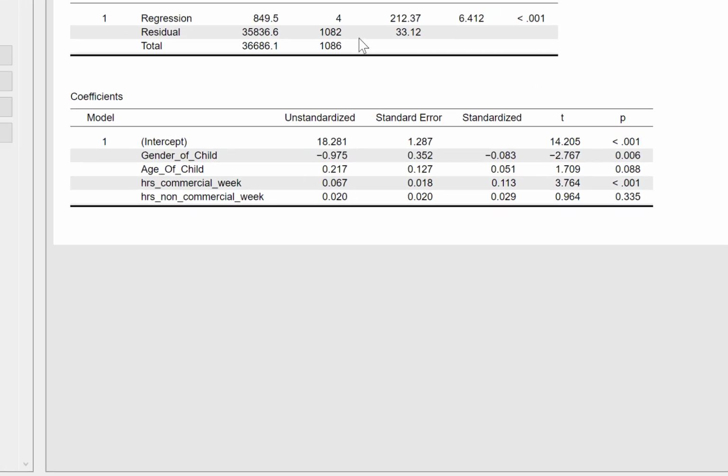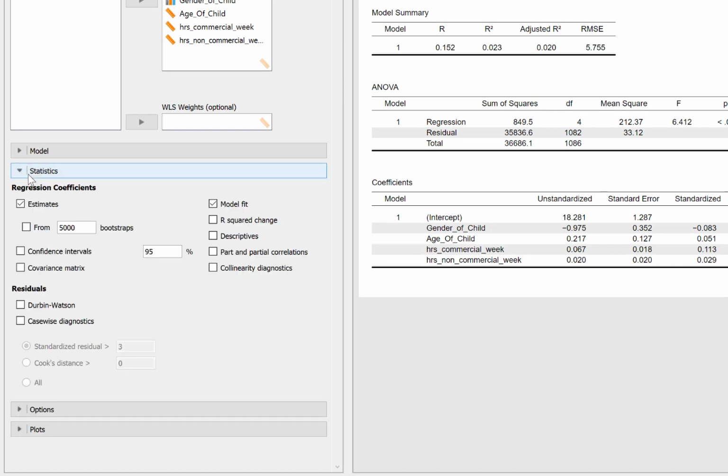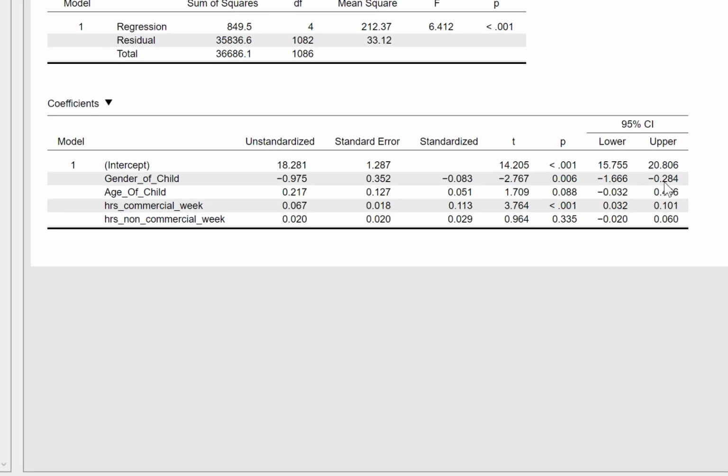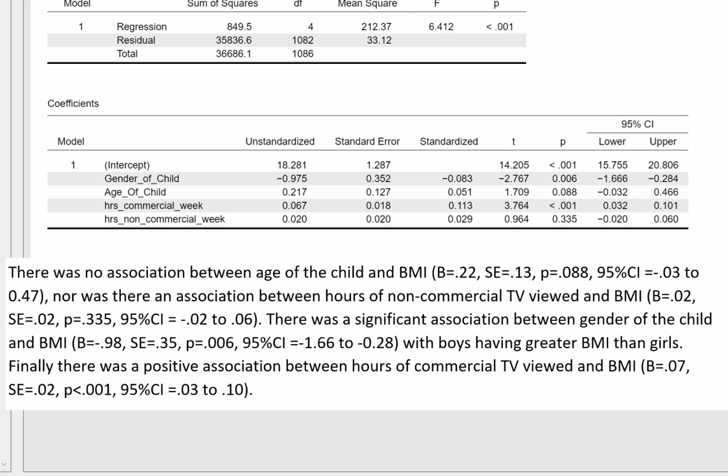There's a few other things that you can do as well. If you click on statistics here, we could also ask for confidence intervals. And this gives us a confidence interval for our regression coefficients as well. So that gives us our measure of precision of the estimate. And we could just add these to our write-ups as well. So after we report the p-value, we can also give our confidence intervals. I'd recommend doing that as well. It's always good to give that information to the reader.